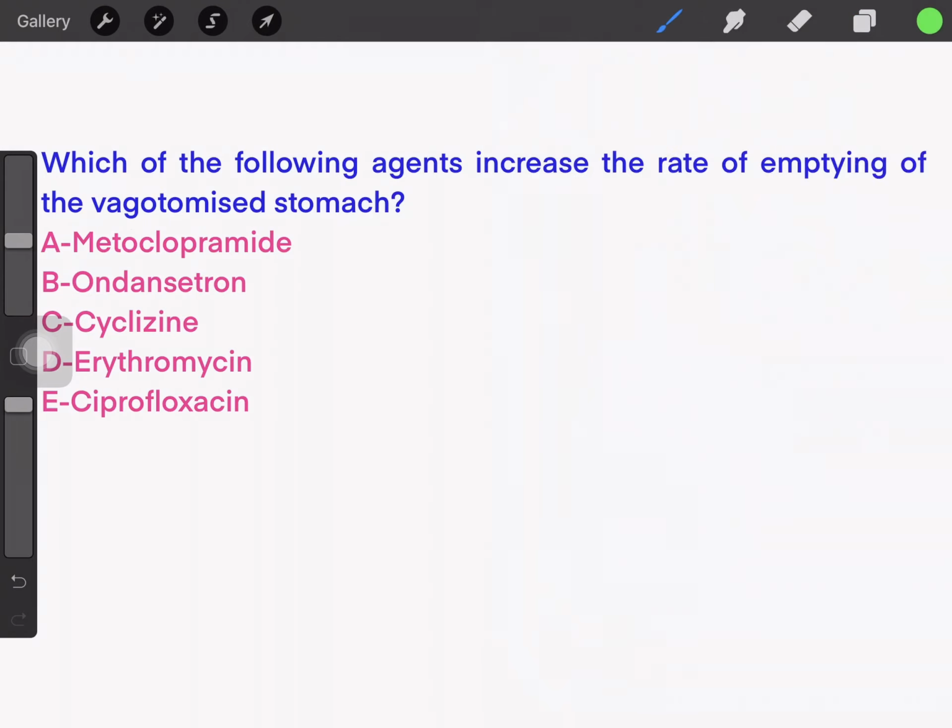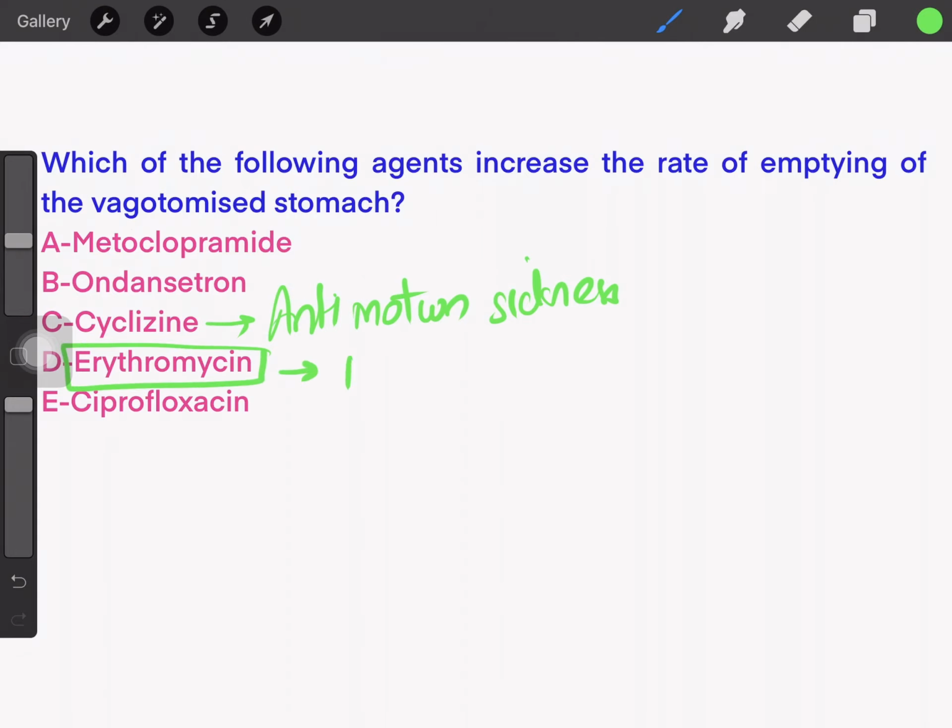Next we go to cyclizine. It is anti-motion sickness. Basically, it is an H1 antagonist. It has no role with gastric emptying. Erythromycin. So this concept, the motilin receptor.